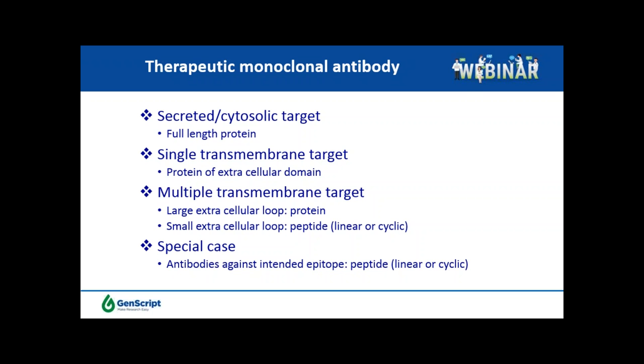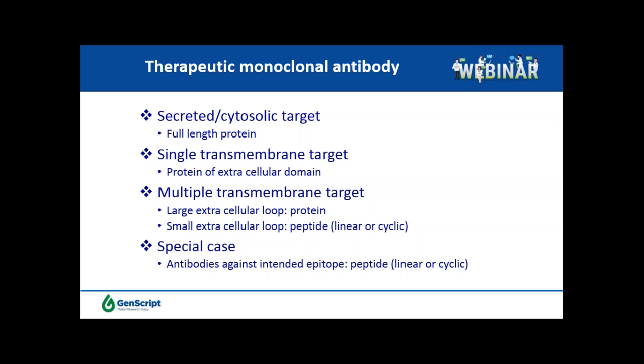In the case of transmembrane targets, a protein of the extracellular domain would be an ideal antigen. However, larger ECDs are not always available. In this case, we're going to have to settle for a peptide antigen corresponding to the extracellular loops, which sometimes may even be added to a side chain as a cyclic peptide to help the antigen present more in its natural conformation. Lastly, what if you know your desired epitope and want to raise antibodies only against that region?